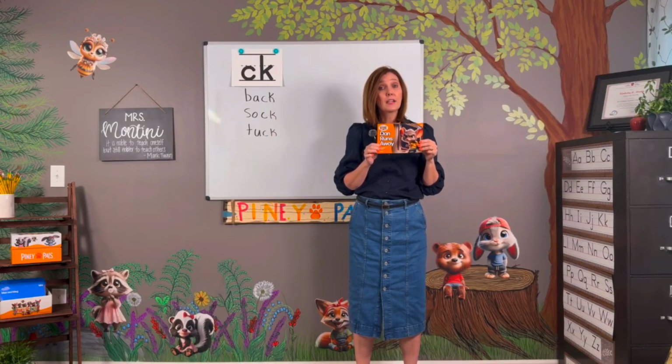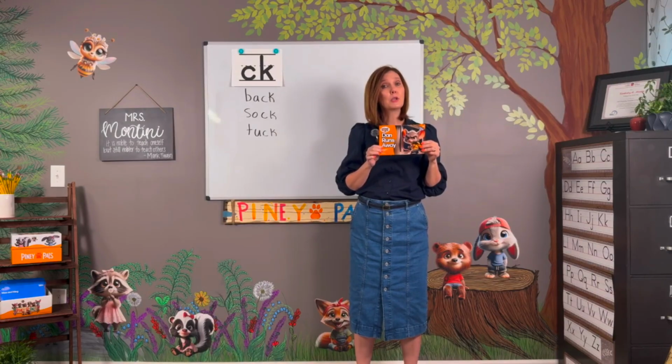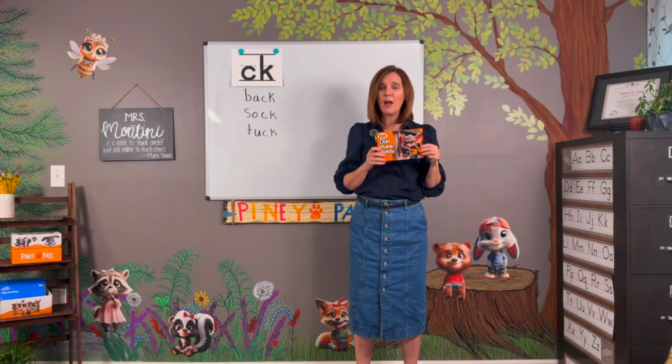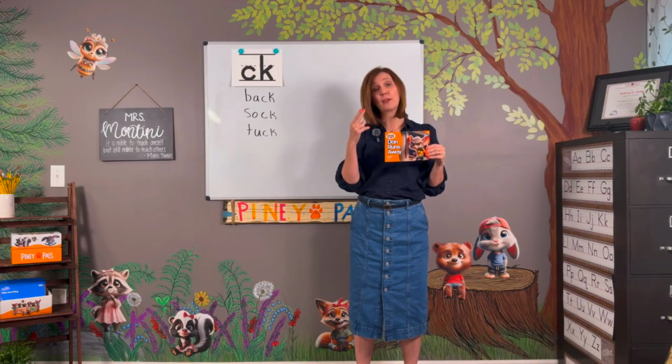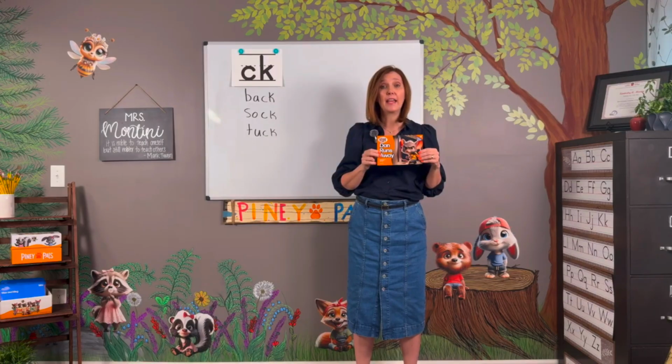We know that the k sound is unvoiced, and when we make that, our mouth is open, our tongue is in the back of our mouth, and we kick that sound out. And remember, when 2 letters make 1 sound, we call that a digraph.